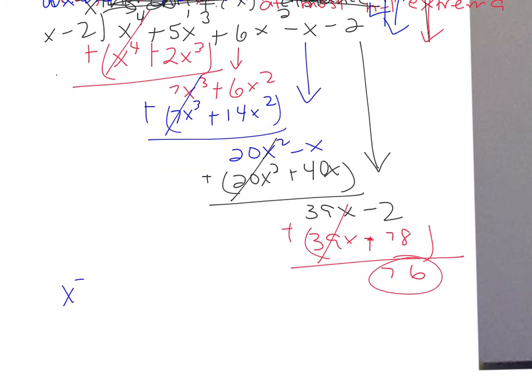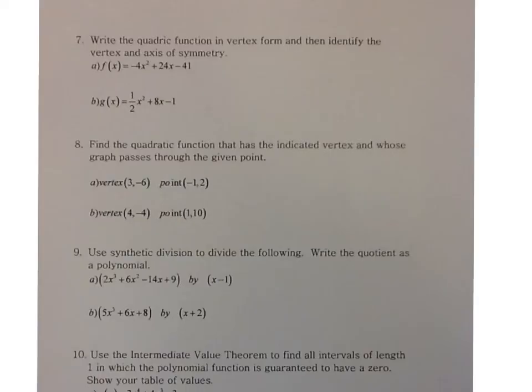So it's x to the 3rd plus 7x squared plus 20x plus 39 plus 76 over, this is your remainder, 76 over x minus 2. Okay, so let's try 7a. 7a is to write the quadratic function in vertex form, identify the vertex and the axis of symmetry. So remember, vertex form is f of x is equal to a times x minus h squared plus k. (h, k) is the vertex and x is equal to h is the axis of symmetry.